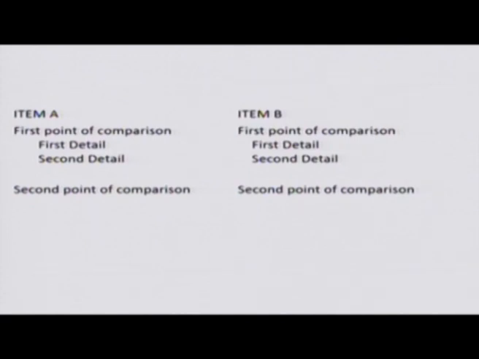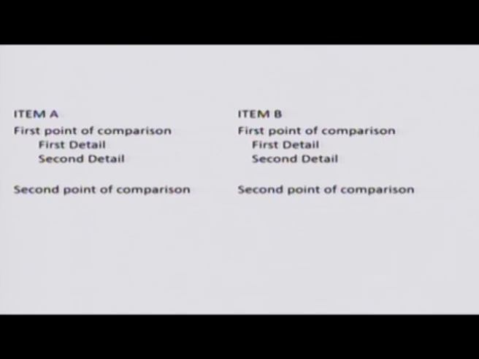A general blueprint you can follow for a comparison essay looks something like this. You have two items. Now, you take a first point of comparison, this may be a similarity or a difference, and then you go into sub details. This we saw in the essay we looked at. It was very clear. Presidential and parliamentary. The first was differences, two points of differences. And within the first point of difference, there were two sub points. After two points of differences, there was one point of similarity. So, you structure in this way.